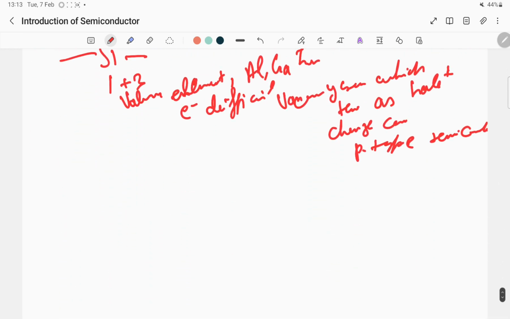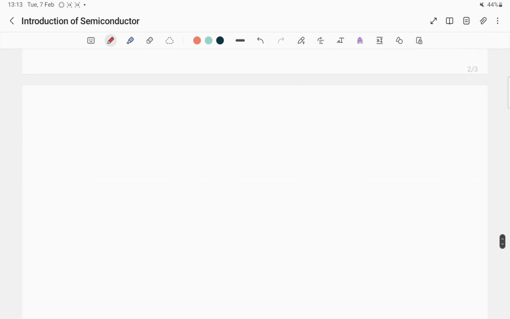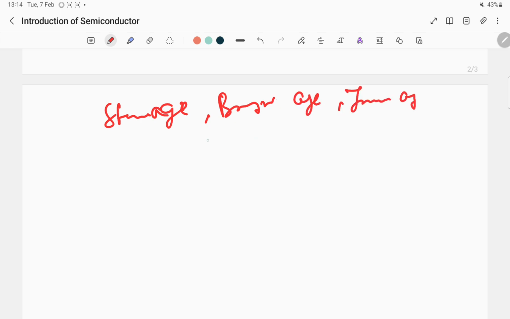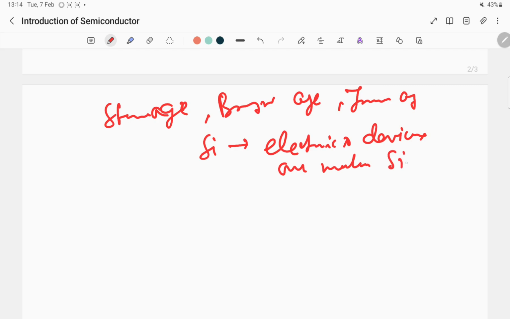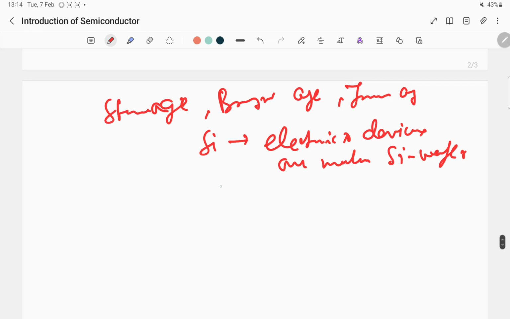If we talk about the applications of semiconductor materials, there is a huge and wide range of applications. The human race started with the Stone Age, then the Bronze Age, the Iron Age, and now it is the Silicon Age. All our electronic gadget devices are made with silicon wafer. Without silicon, we can't dream about any electronic device.